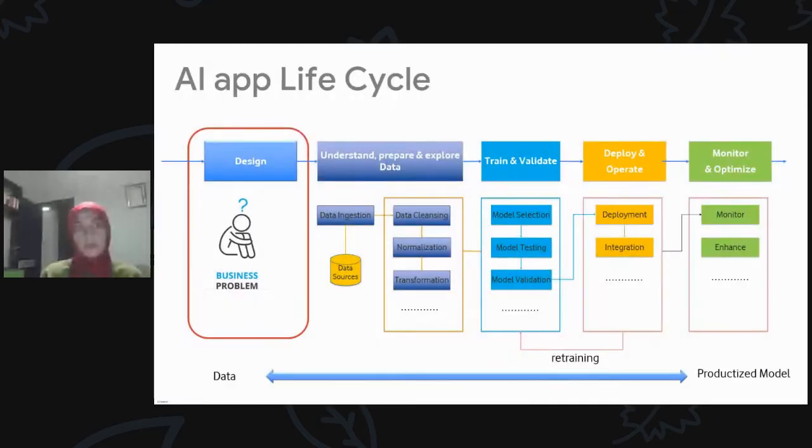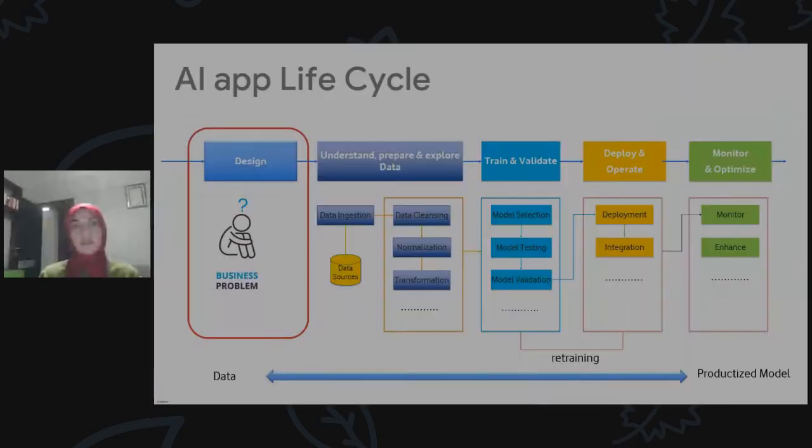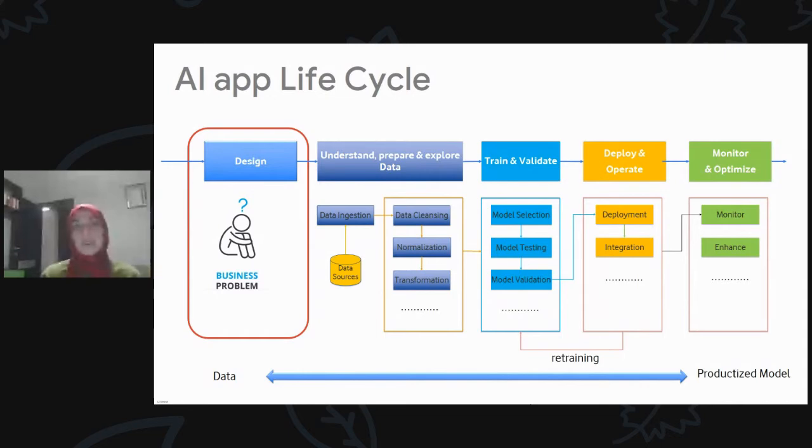Okay, so what's the relationship between what I have mentioned about the design thinking non-linear process and the AI application lifecycle? Here, as I mentioned, in the AI application lifecycle, the design phase is very important because it is driving the other phases of the pipeline. So you need to define the business problem. You need to have a good prototype.